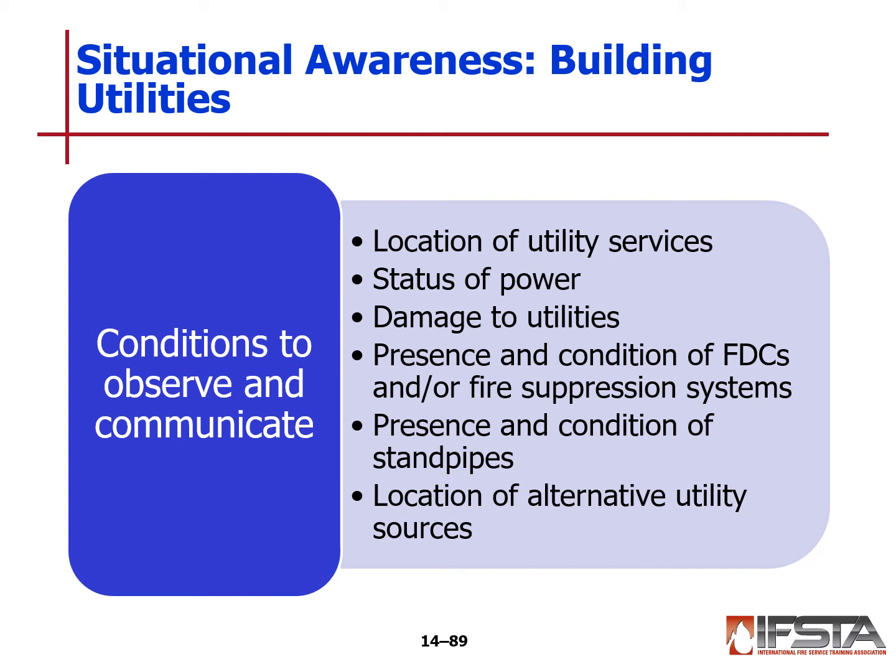Maintain situational awareness with these utilities. Conditions to observe and to communicate: one is the location of the services. As we do those 360 walk-arounds, note where gas meters, power shutoffs, and service drops are located, the status of the power, whether it's on or off, and any damage that's been done to the utilities, either prior to the fire or because of the fire. We want to know the presence and conditions of any FDC connections and any fire suppression systems that may be present. And then we want the presence and condition of the standpipes if they're equipped, and the location of any alternative utility sources as well.